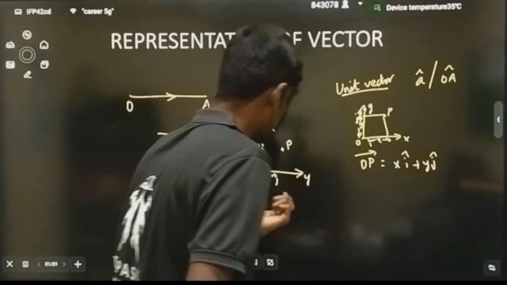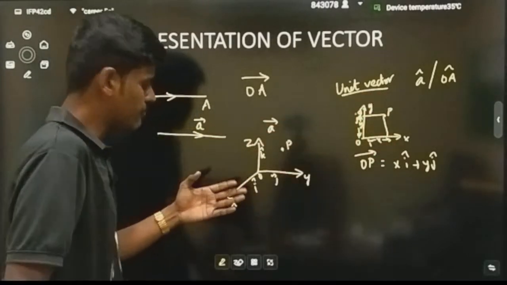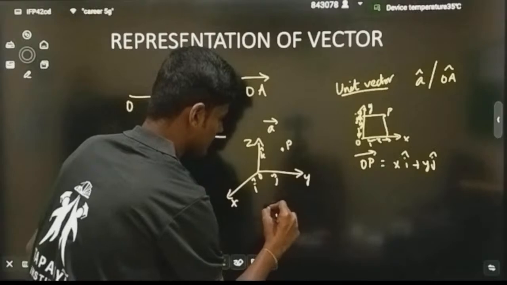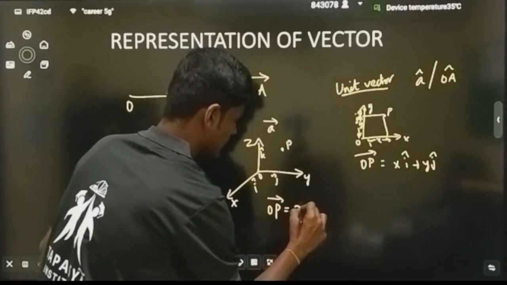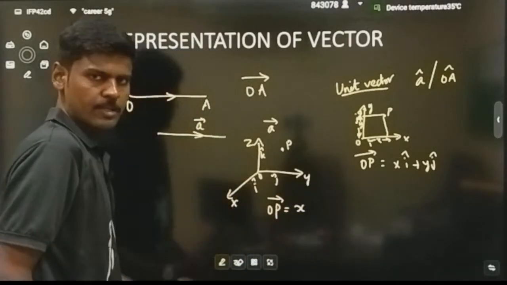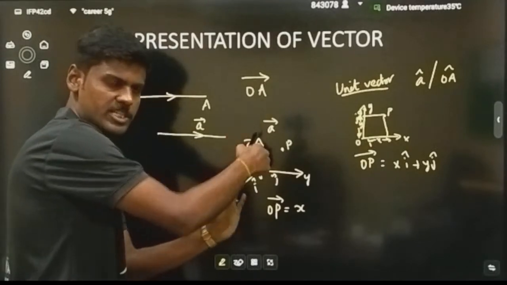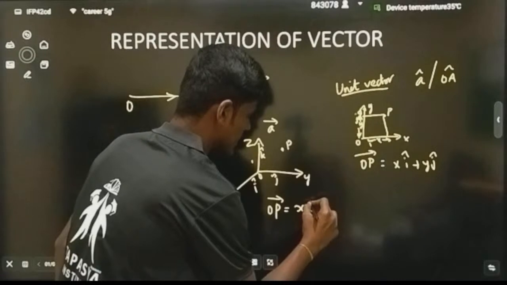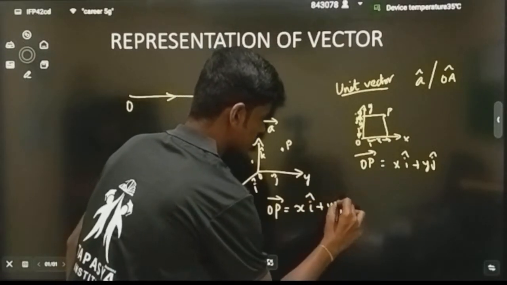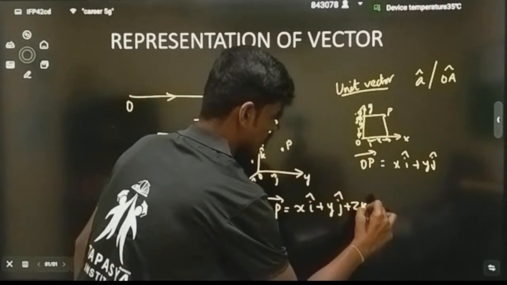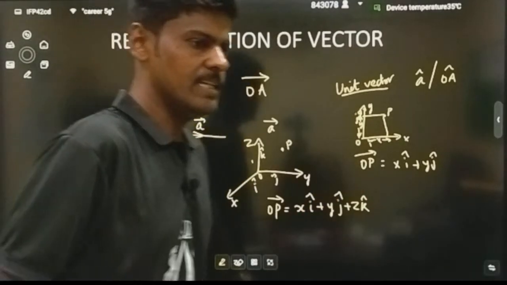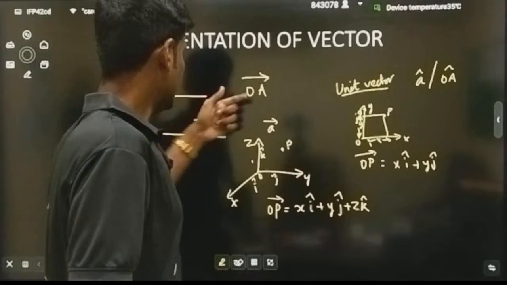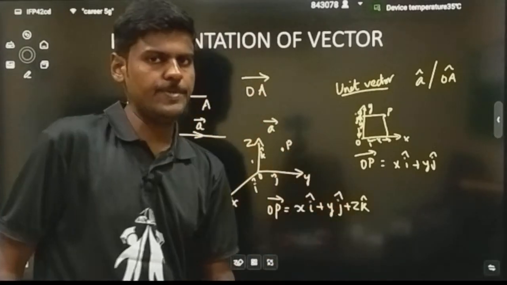Similarly, it is just the extension of the two-dimensional plane to three-dimensional space. The OP vector is given by x i cap, where x is the distance or projection of the vector OP on the x-axis. So that will be x i cap plus y j cap plus z k cap. Right? That is it. This is about the representation of a vector, either as a notation as well as in component form.